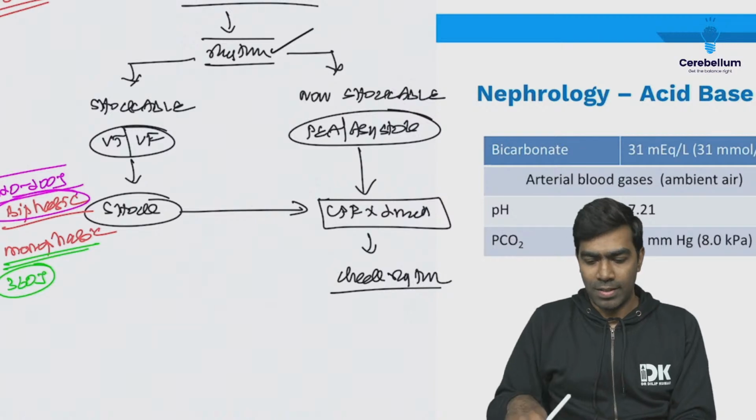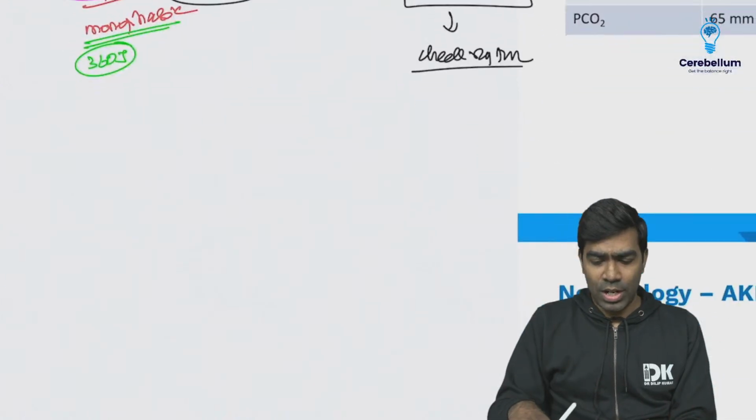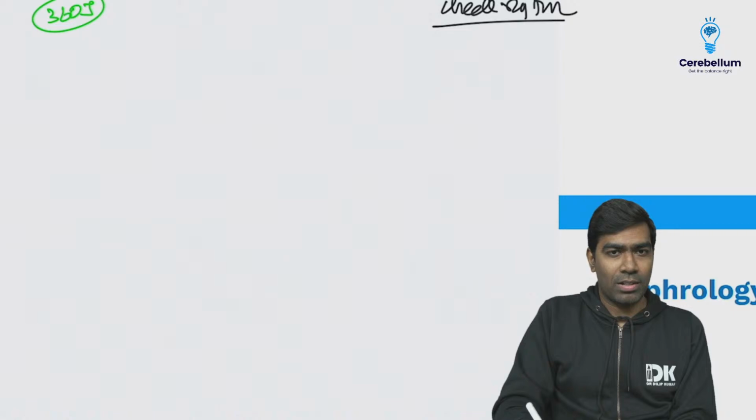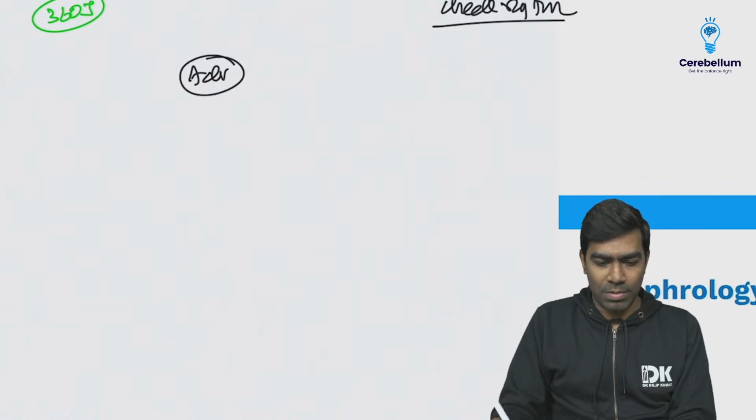So what are the drugs that you can use in CPR? The most important drug that you can use is adrenaline. This is something that they will ask.